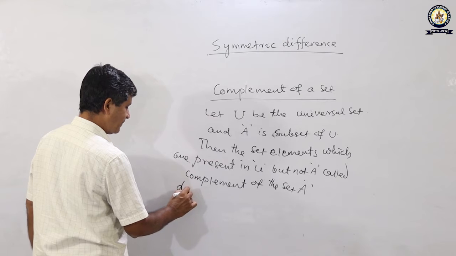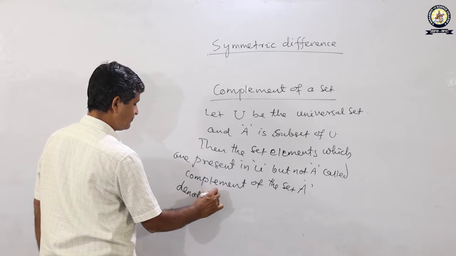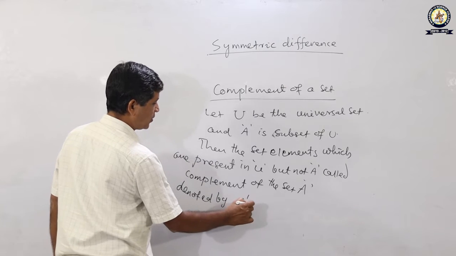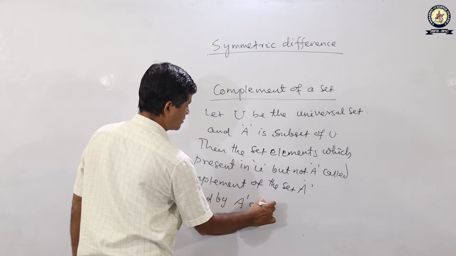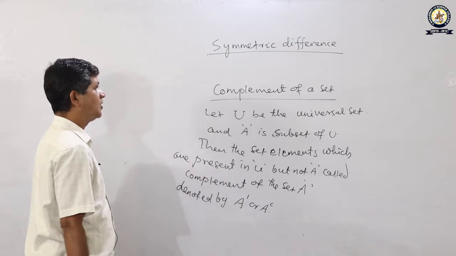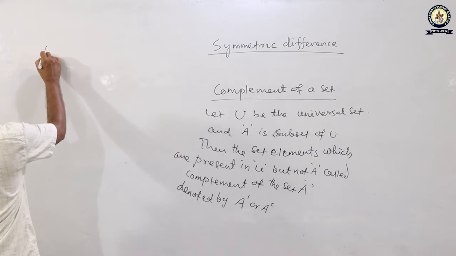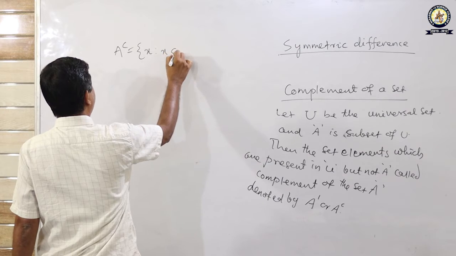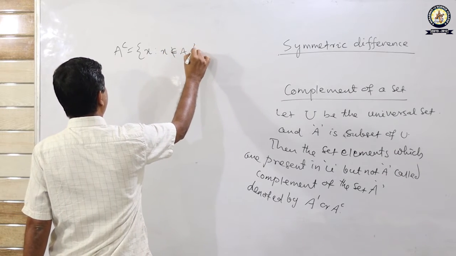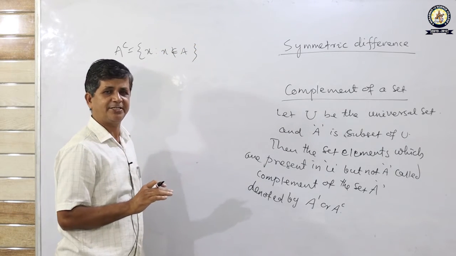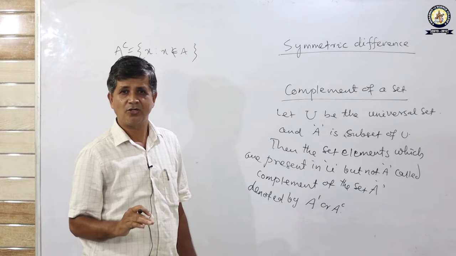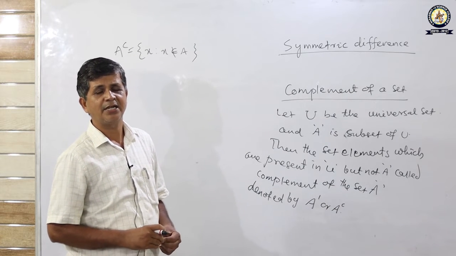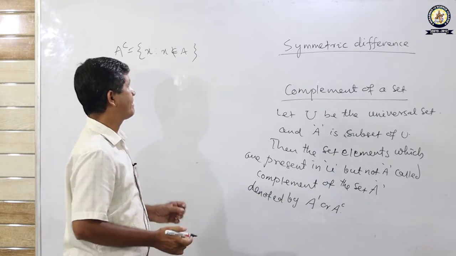The complement of the set A is denoted by what? A prime, A dash, or A with an upper suffix C. So what is A complement? A complement is the set of X such that X does not belong to A. The set of elements of the universal set which are not in A is called the complement of the set A.